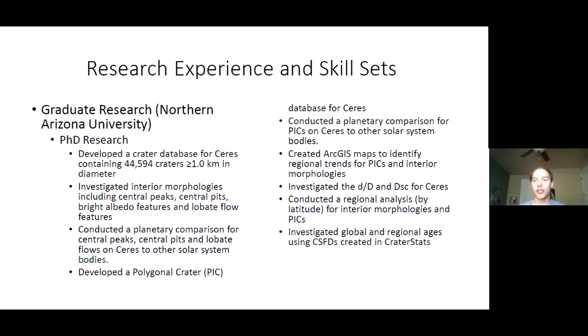I also used ArcGIS to look for regional trends. I investigated the depth diameter relationship, as well as the simple to complex transition diameter for Ceres. And I conducted regional analysis, looking at latitudinal zones, as well as investigating global and regional ages for the crater size frequency distribution using Craterstats 2.0. Next slide.